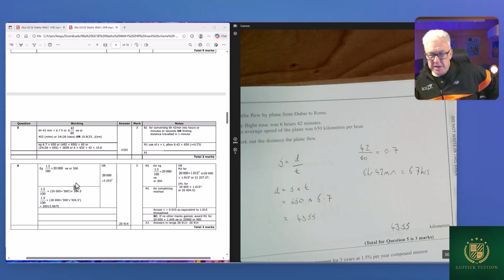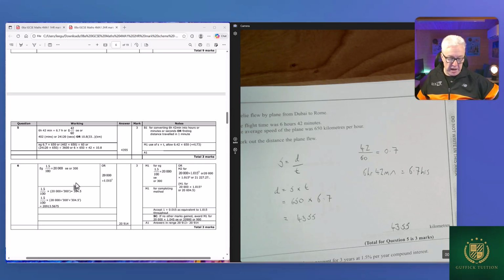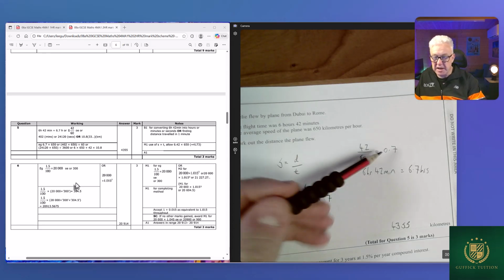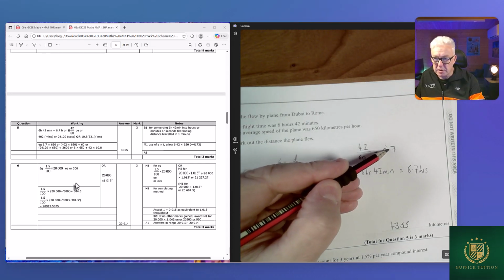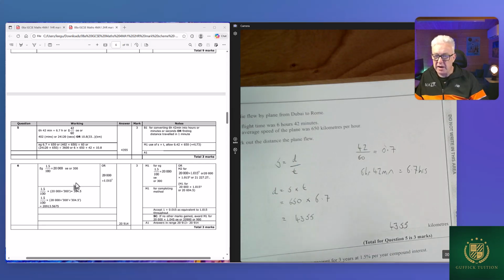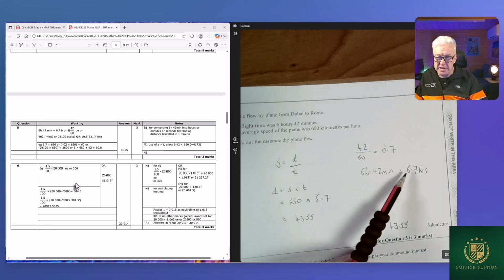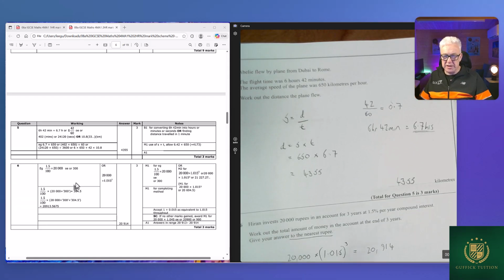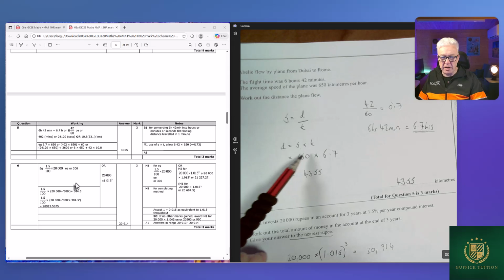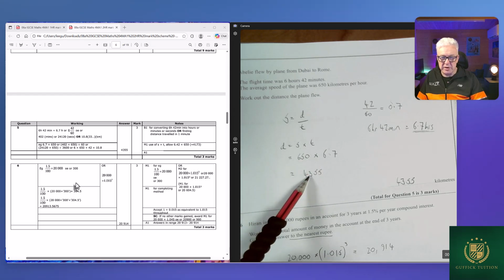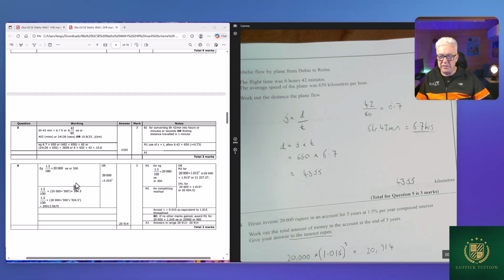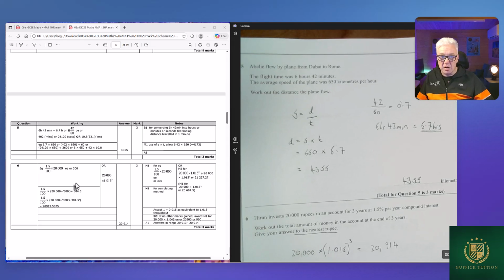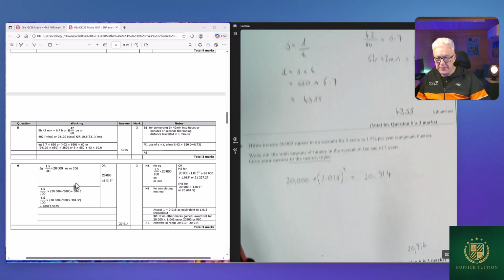Now that means that we need to convert 42 minutes into hours, and the way that we do that is by dividing by 60. So 42 divided by 60 is 0.7. So 6 hours 42 minutes is the same as 6.7 hours. That's really important. So the distance covered is the speed times the time, 650 times by 6.7, which gives us 4355 kilometers. And that's our answer to question 5. So a little bit tricky there.